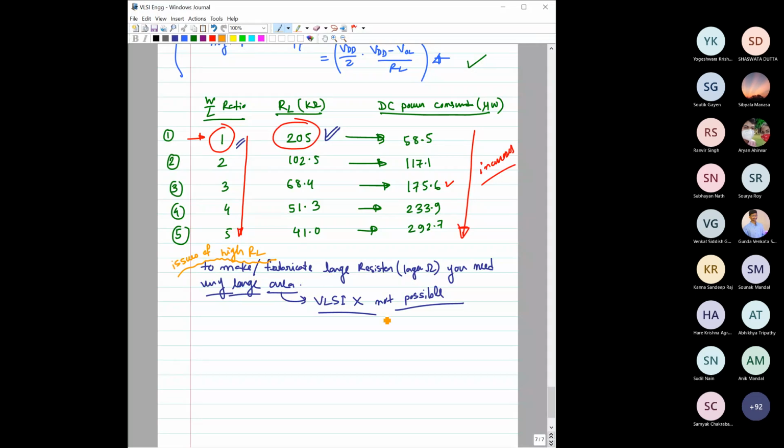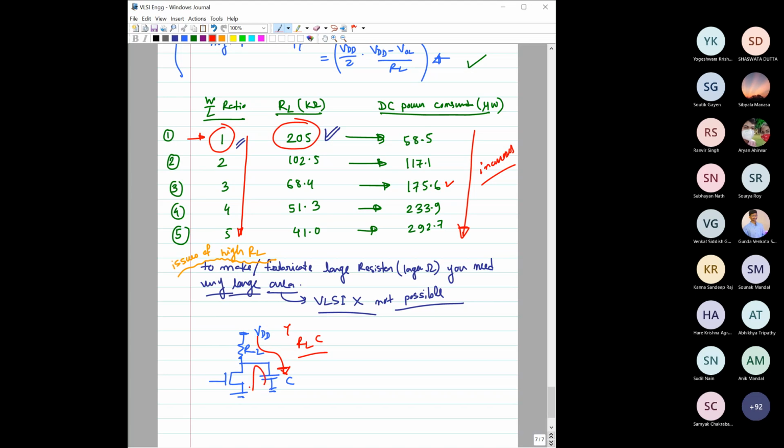So the first thing is this area. What is the next issue? That you will also understand now. See, this circuit is something like this. This is the load capacitor. Suppose it is driving another inverter from VDD. This is R_L, and this is the capacitor. So when it is charging like this, the charging time constant is R_L into C.